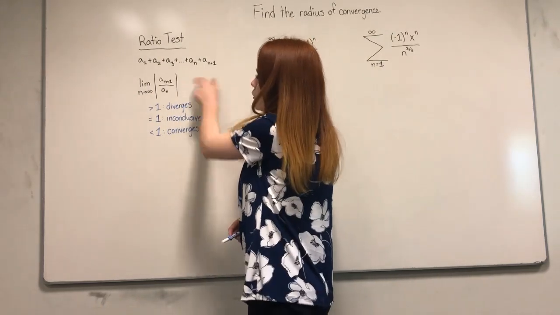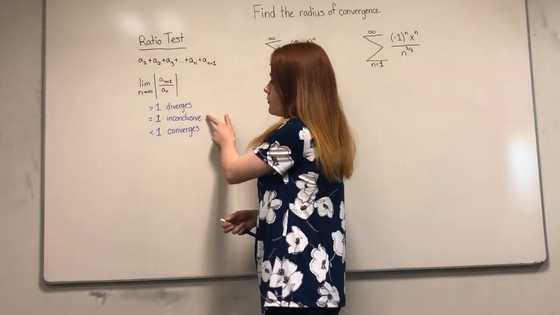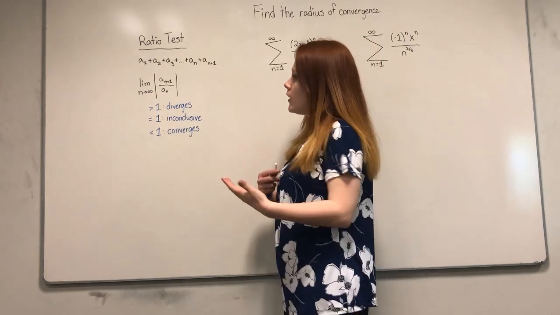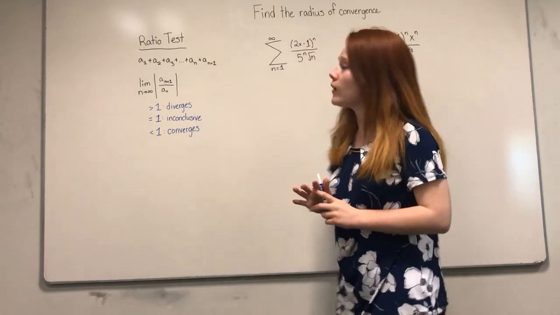And if your a sub n plus 1 and your a sub n are growing about equal, then you're going to have an inconclusive test. You're not going to be able to determine whether or not it's going to converge or diverge. So that's the intuition behind the ratio test.